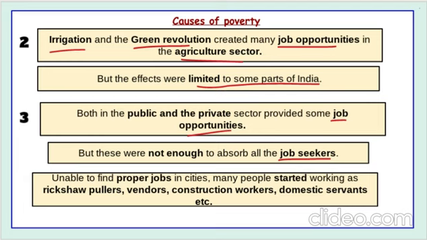Now, as people couldn't find any proper job in cities, they started to work as rickshaw pullers, auto rickshaw pullers. They became vendors, hawkers. They became construction workers, domestic servants, and started doing other such jobs.